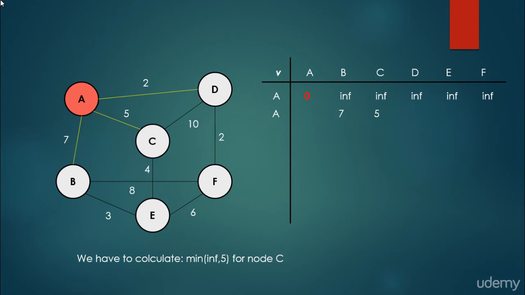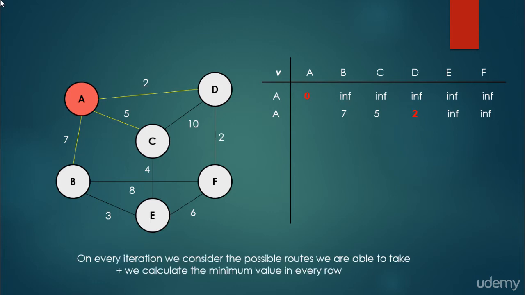That is going to update the value for C. We can get to D with the cost 2, and of course 2 is less than infinity, that's why we update the value for D. But we are not able to go to E and F, and that's why we just have to copy the values from the row above. And in every iteration, we have to calculate what's the minimum value within this row. We come to the conclusion that it is 2, so we hop to the node D.